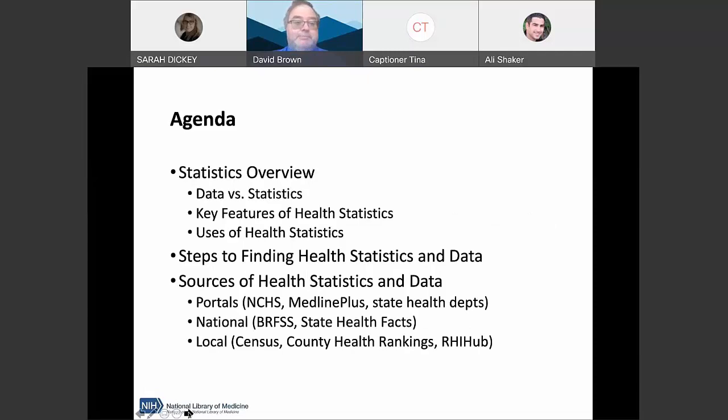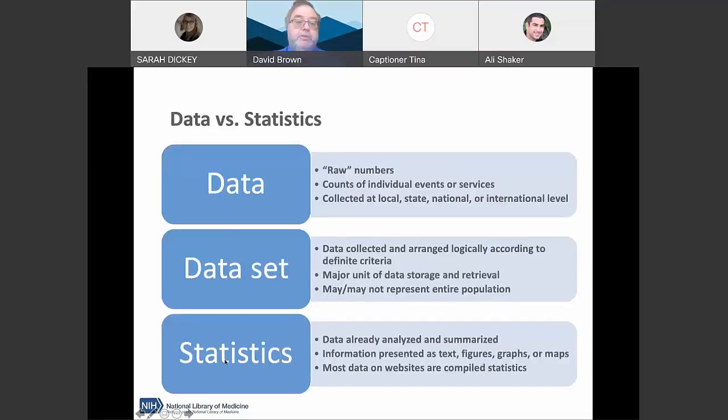So what we're going to have here is a statistics overview. What is data? What are statistics? What are some key features of health statistics? How can we use these statistics with our different populations? Again, we have a variety of populations. We have librarians here. We have public health people. We have a variety of people. So how can we use these in different ways? What are some steps to finding health statistics and data? And where are some of the sources, such as our portals, our national, and our local? Again, a lot of information, but we'll make it fun and try to make it as enjoyable as possible as we go through this.